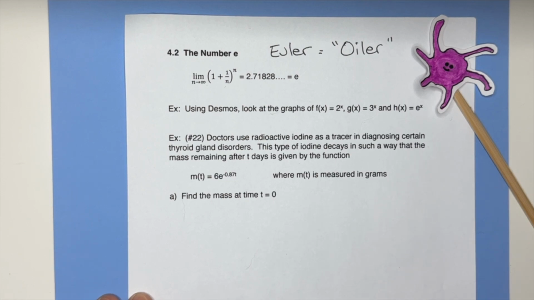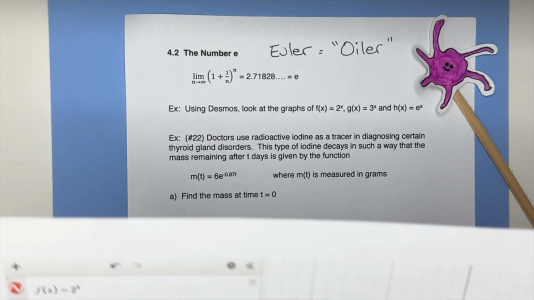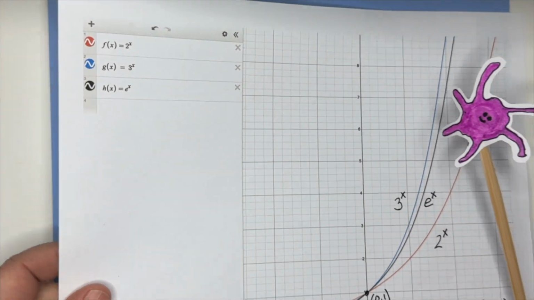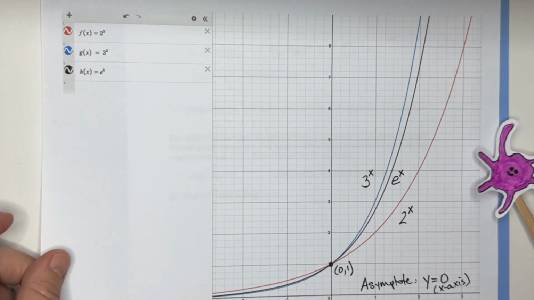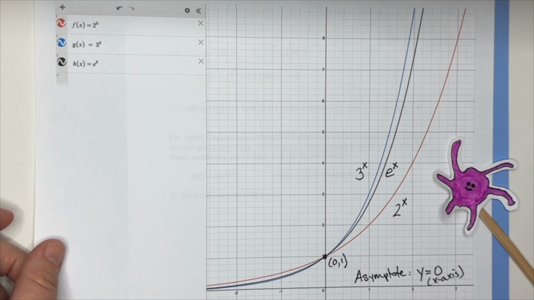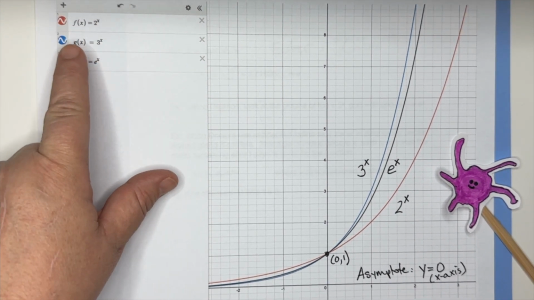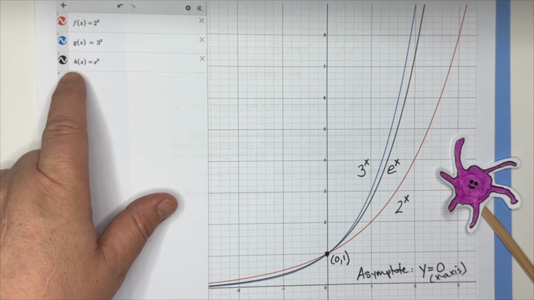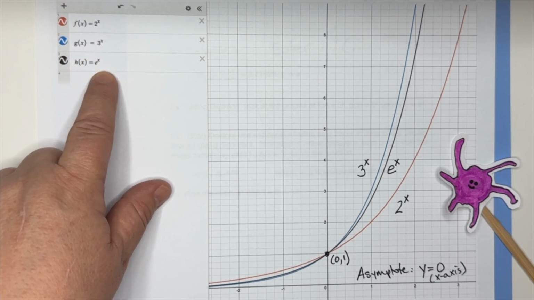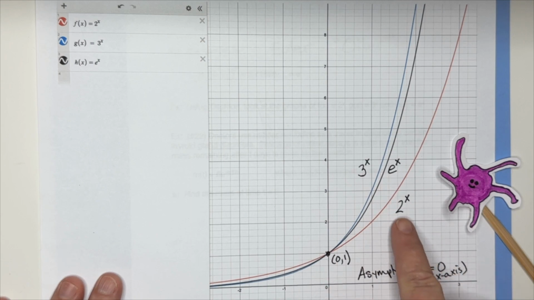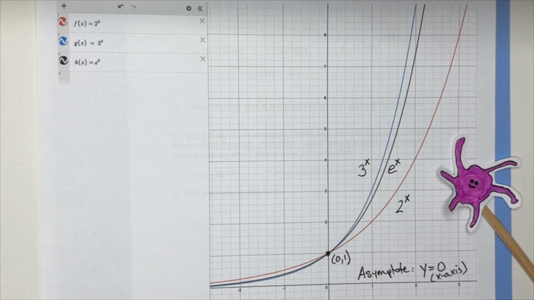And the first thing we want to do is go ahead and look at a graph to see what the heck this number looks like. So in Desmos, I went ahead and plugged in a few functions. These functions are f of x is 2 to the x, g of x is 3 to the x, and h of x is e to the x. And so I've got them written down here, and we've got kind of a cool result.